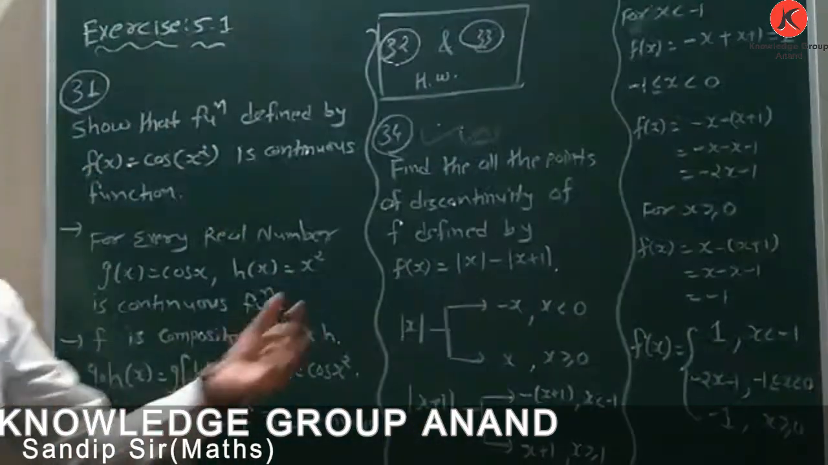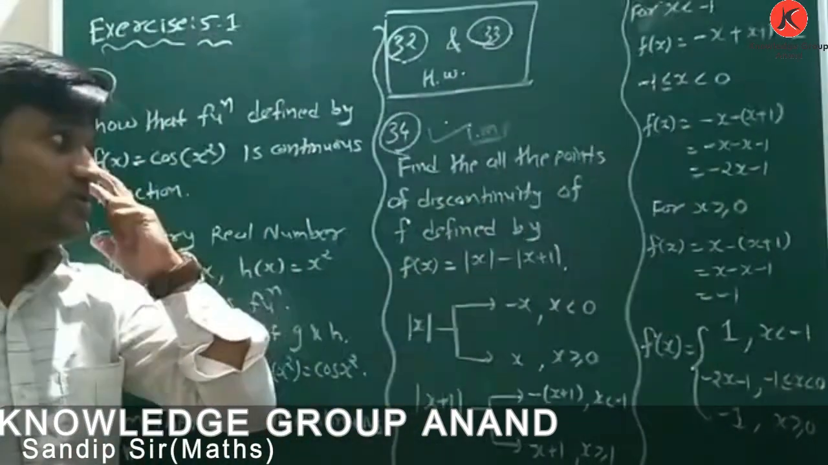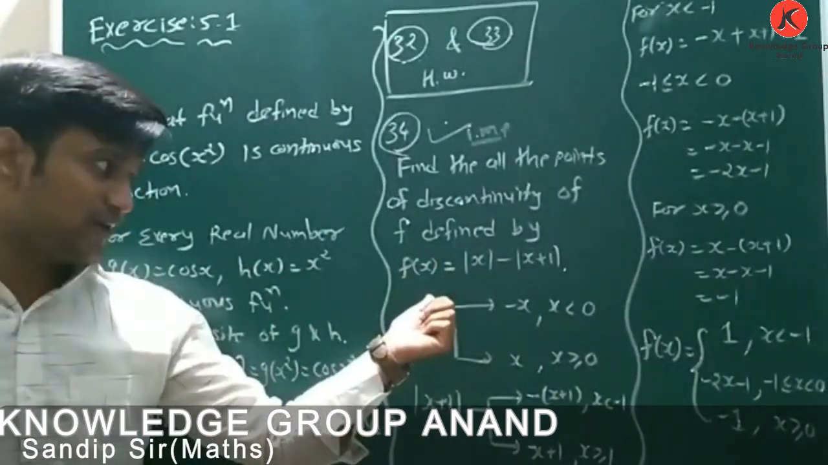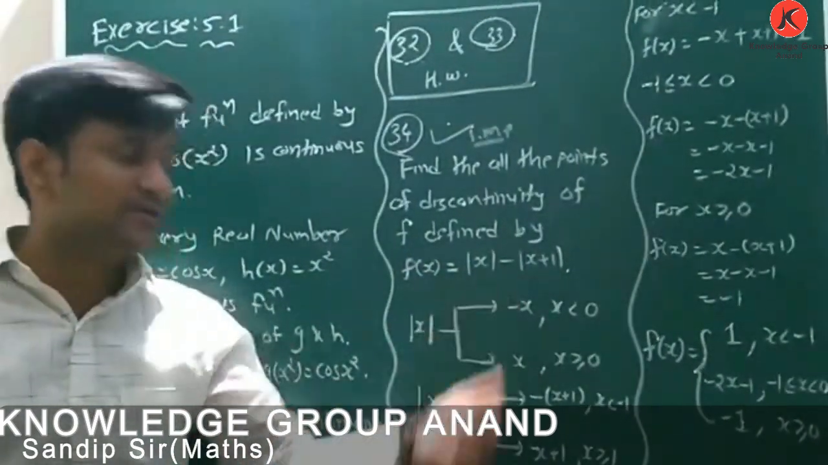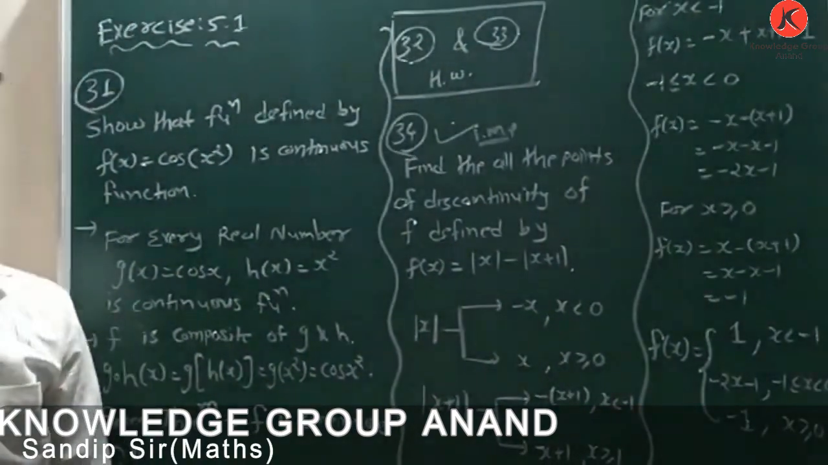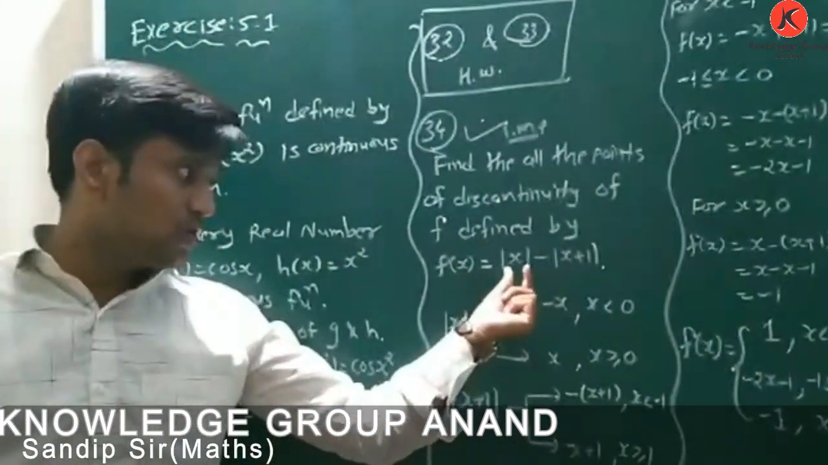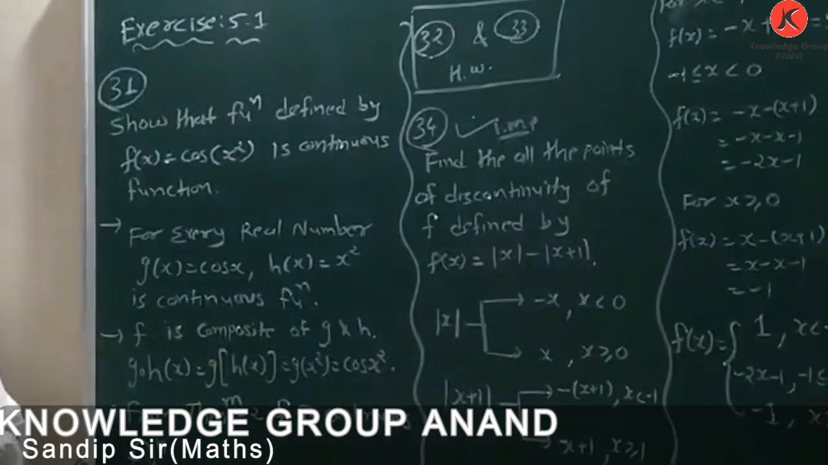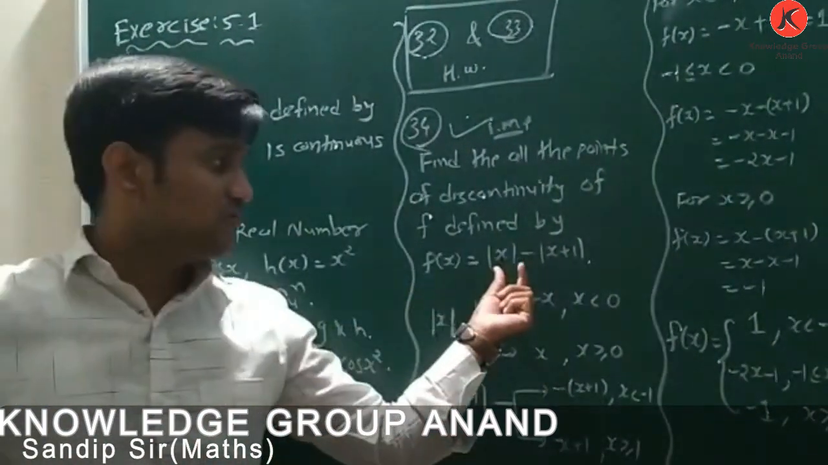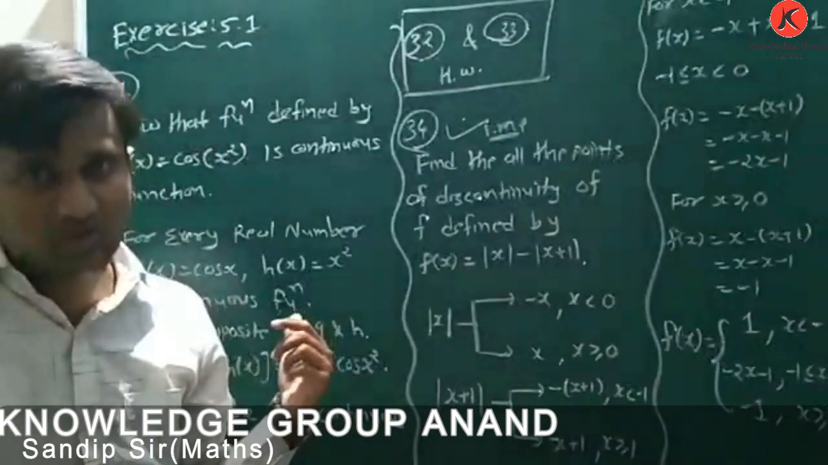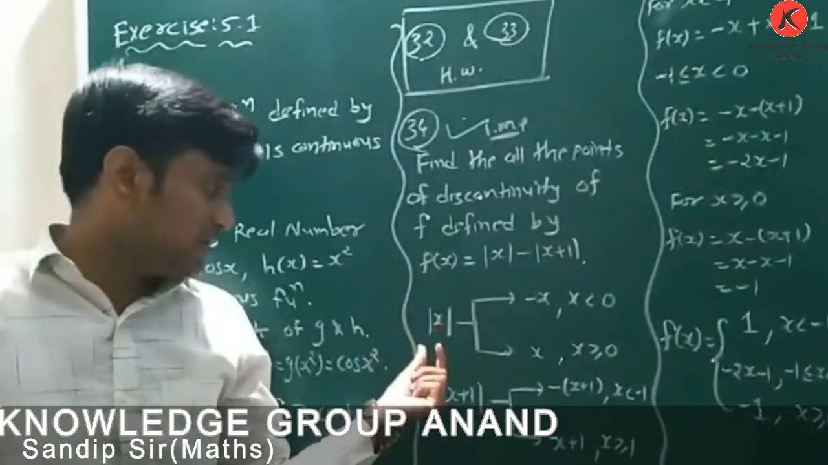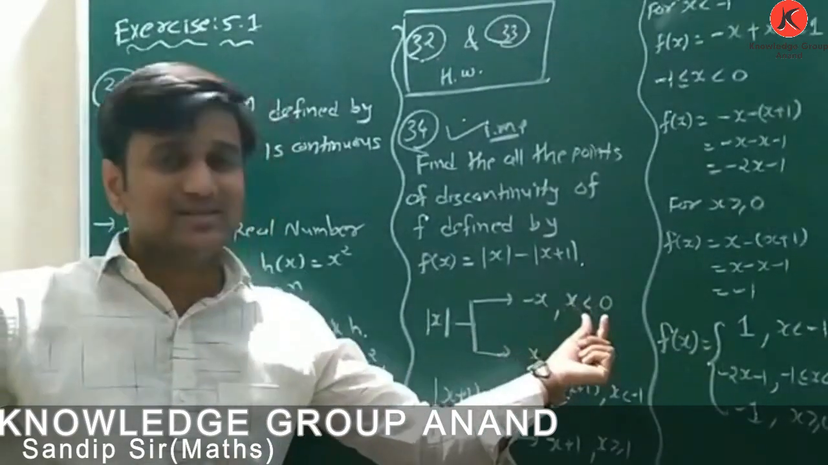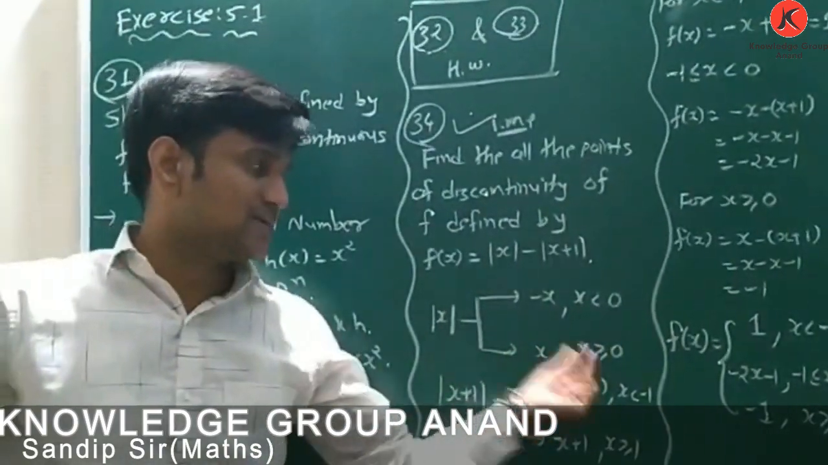Here, find all the points of discontinuity of f defined by f(x) = |x| − |x + 1|. First of all, you have to remove these two modulus forms and convert them into a function. Because here |x| gives −x where x < 0, and +x where x ≥ 0.